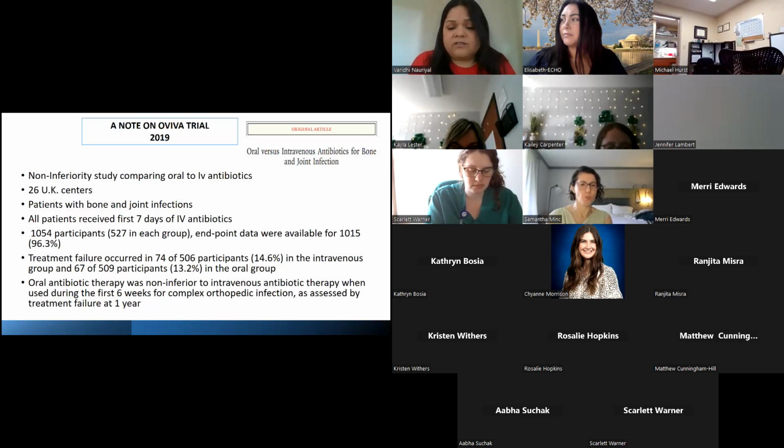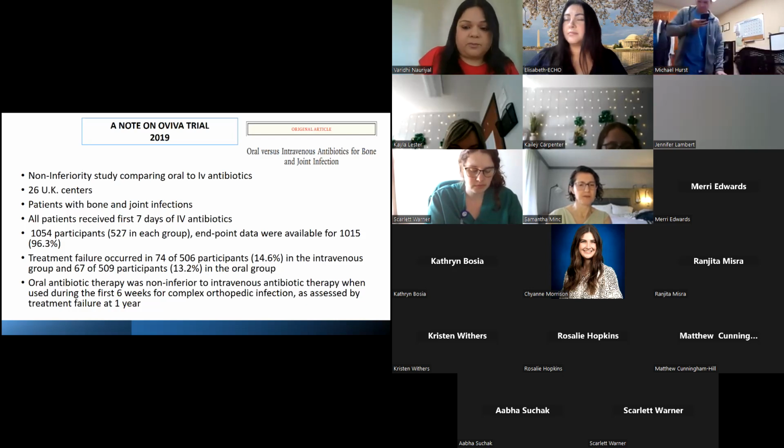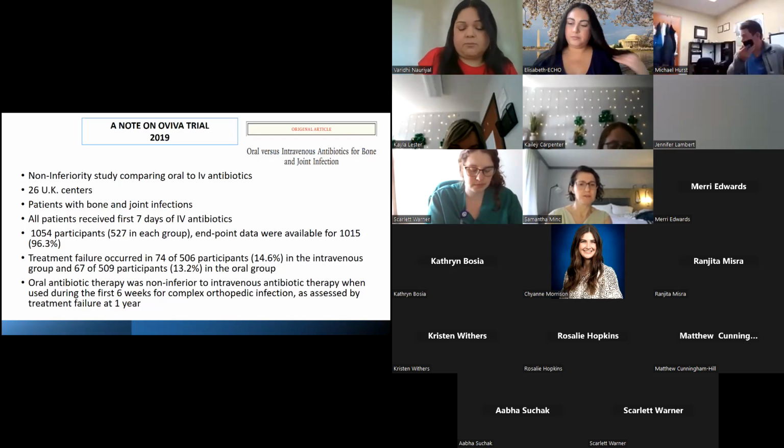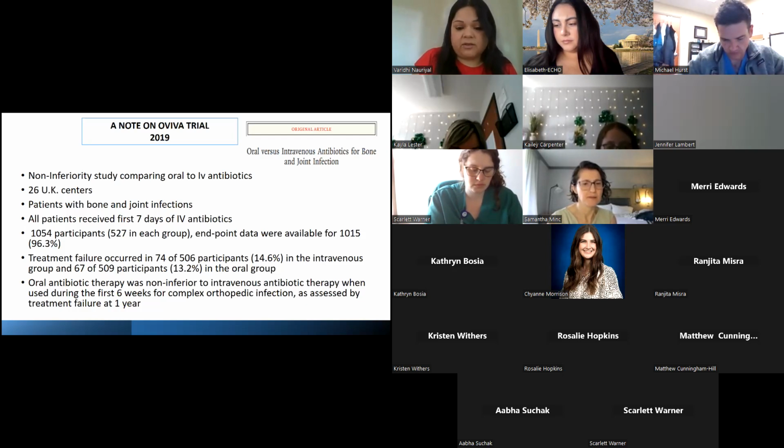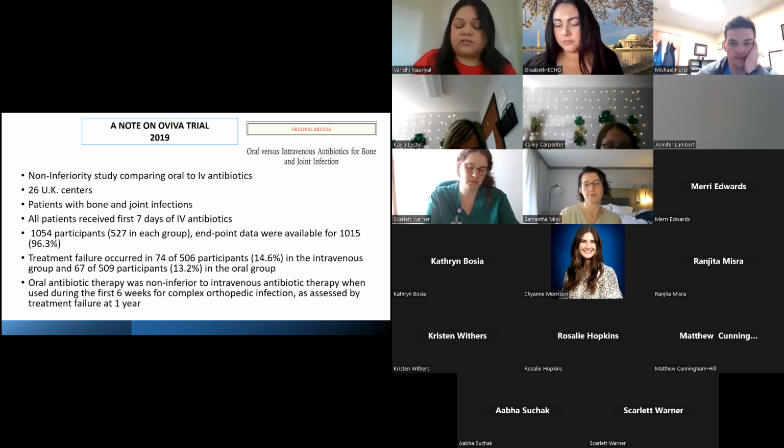And you can see the treatment failure occurred in roughly 14.6% in the IV arm and 13.2% in the oral group. The results in summation were that oral antibiotic therapy was non-inferior to IV antibiotic therapy when used during the first 6 weeks of complex orthopedic infection treatment. And the treatment failure was assessed for 1 year.